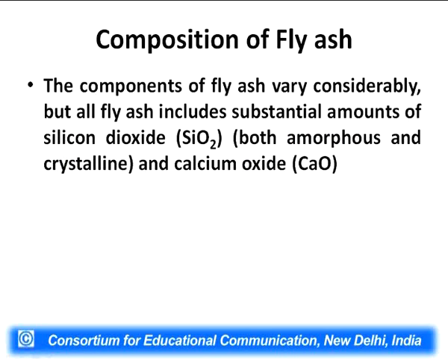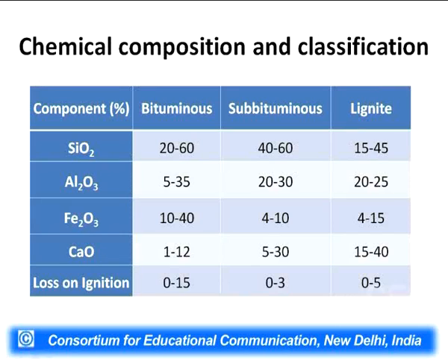Now, another important thing: what could be the composition of fly ash? The major components of fly ash are silicon dioxide, that is SiO2, and calcium oxide. Both are amorphous or crystalline, they are never crystal. So, one more thing I would like to mention: as far as the composition of fly ash is concerned, it is not always fixed.